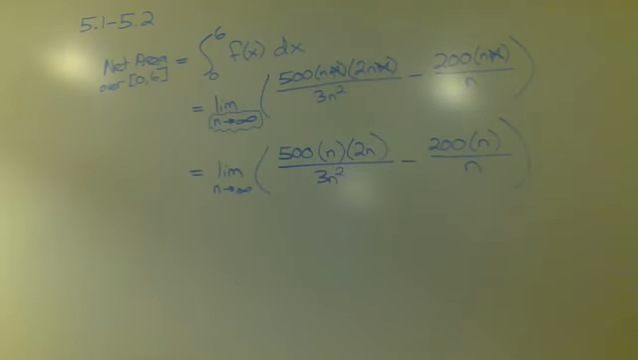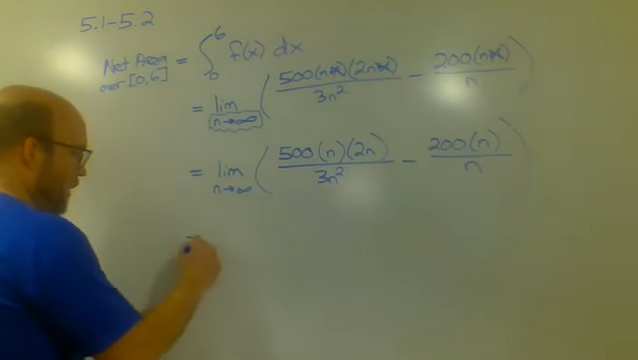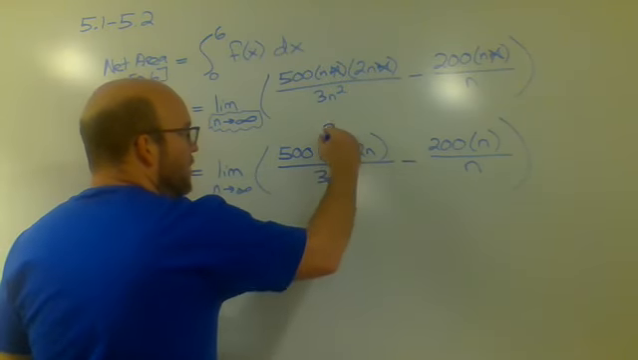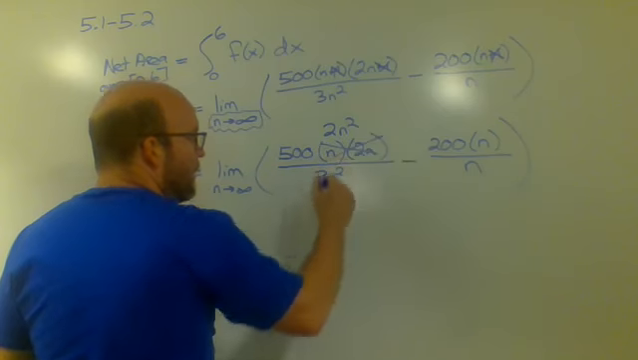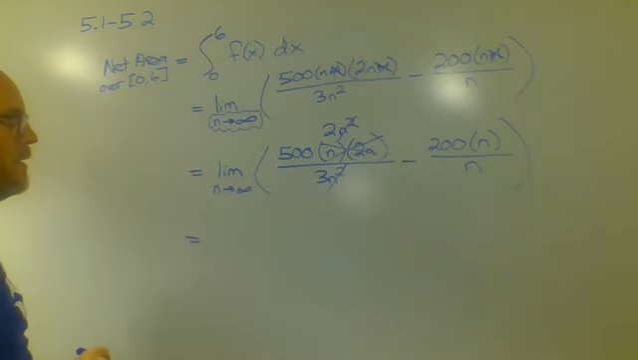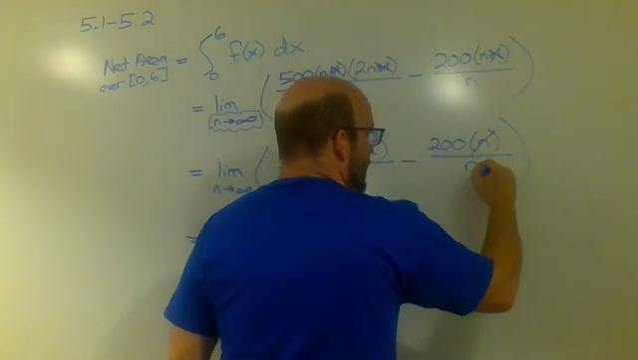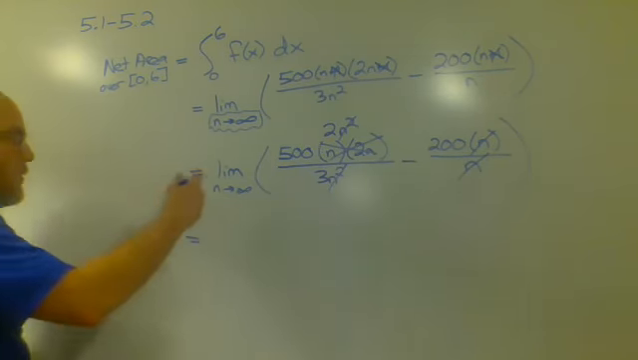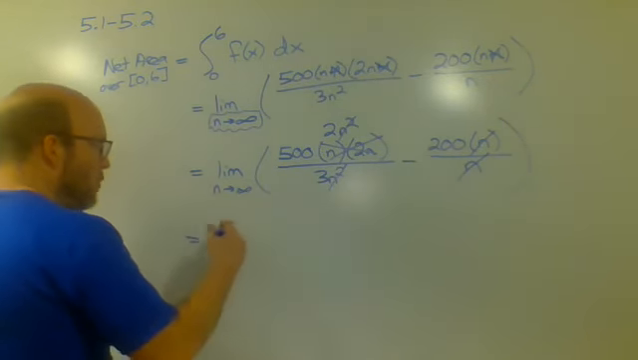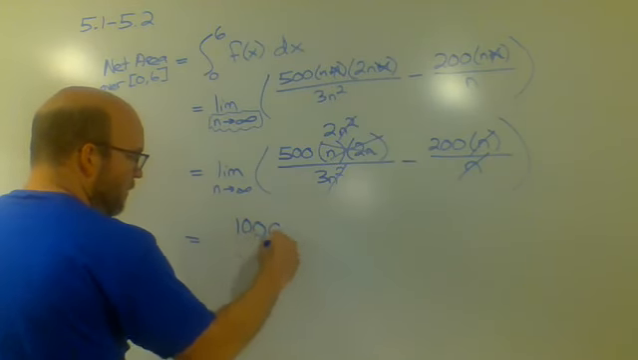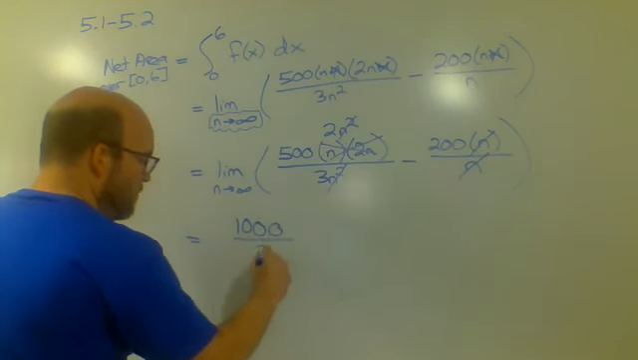And then finally, you can see that all those n's cancel out. If you put this together, you get 2n squared, and the n squared and the n squared are going to cancel out. Over here, the n's and the n's cancel out. So there's no more limit that we have to worry about. We've dealt with the limit. What we're left with is 500 times 2, which is 1,000 divided by 3.